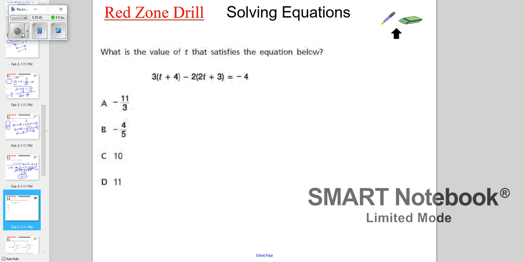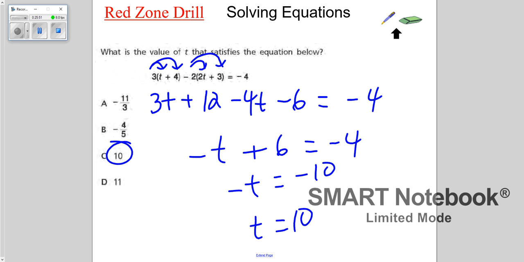All right, when you unpause the video, the answer is going to be up. Distributed on both sides. Careful here: when you do -2 times +3, you get a -6. And then careful when you combine your like terms, it's a 3t and a -4t. And the answer comes out to 10.